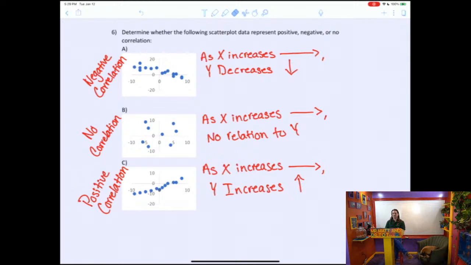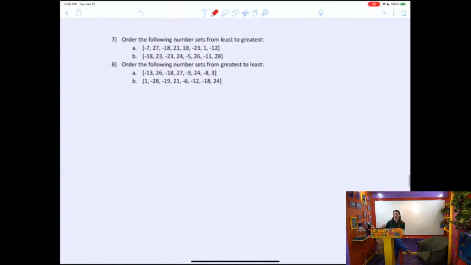For number 6a, as x increases, y is generally decreasing. We see that general downward trend. Let me draw in a straight line there. So we have this general downward trend, which represents a negative correlation. For b, there isn't really a relationship that we can see between x and y, so that represents no correlation. And for c, we can notice that general upward trend: as x increases, y increases, so that represents a positive correlation between x and y.